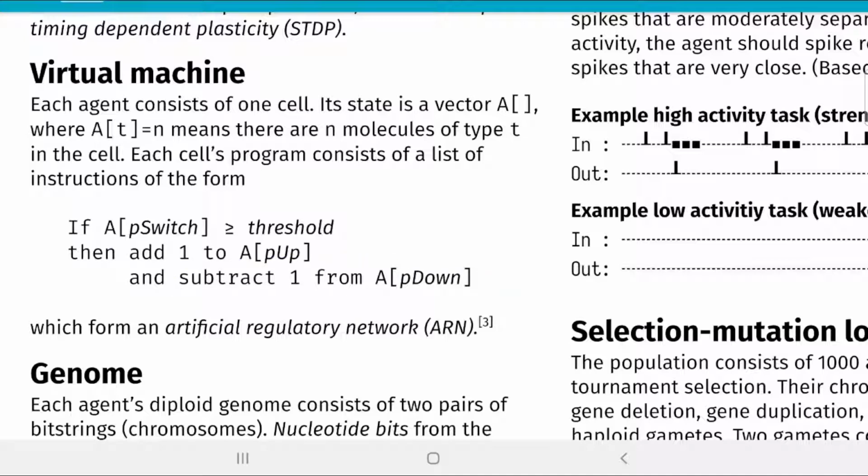This instruction format is designed to mimic transcription factors, which bind to DNA and regulate the expression of downstream coding regions. All instructions are evaluated once per time step, and the results are independent of the order in which they are evaluated. These instructions form an artificial regulatory network, which is analogous to the gene regulatory networks in living cells.